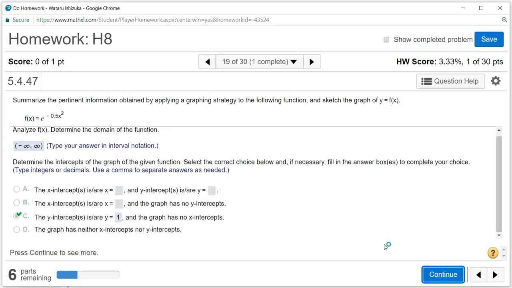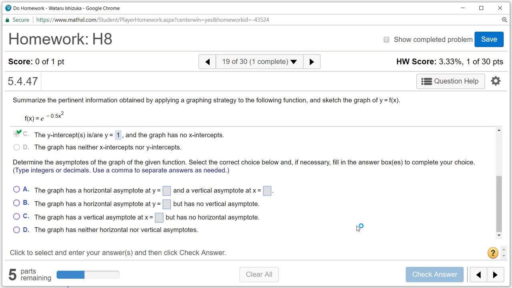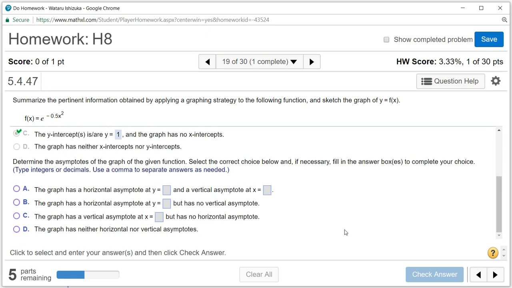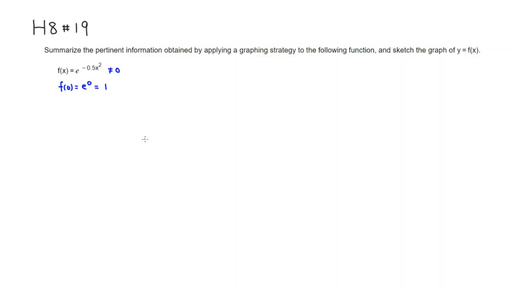And continue. So then we are talking about horizontal and vertical asymptotes. Since this is an exponential function, it doesn't really blow up at a finite x value, so there's no vertical asymptote.